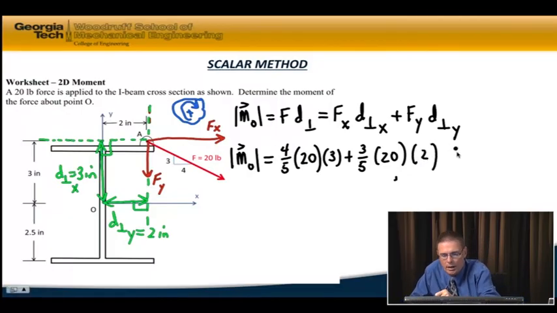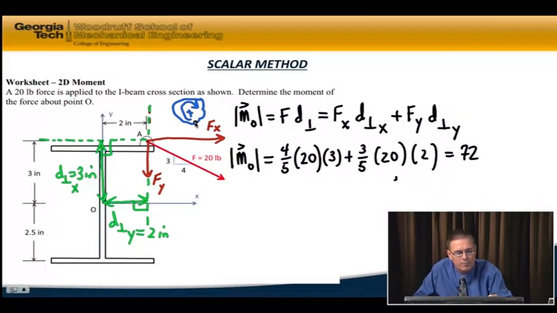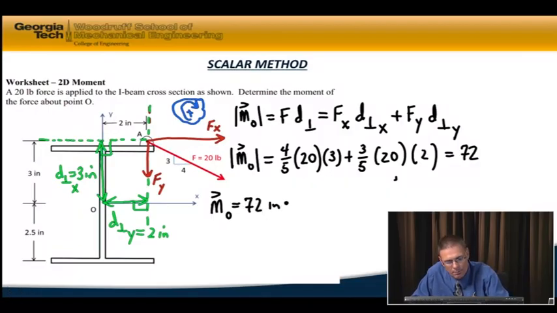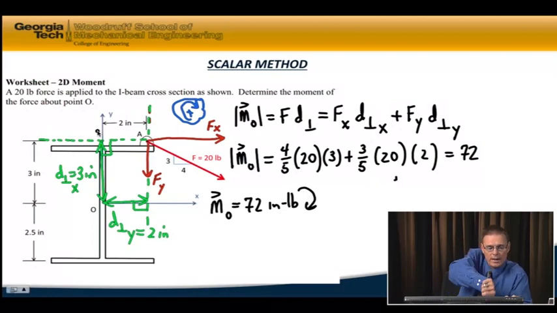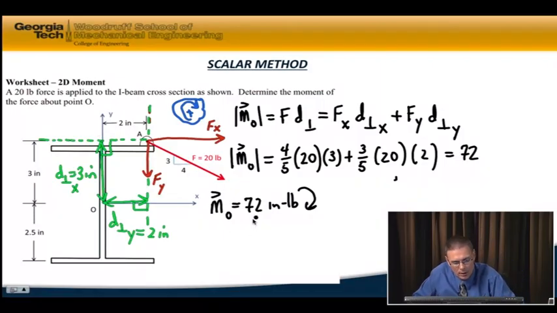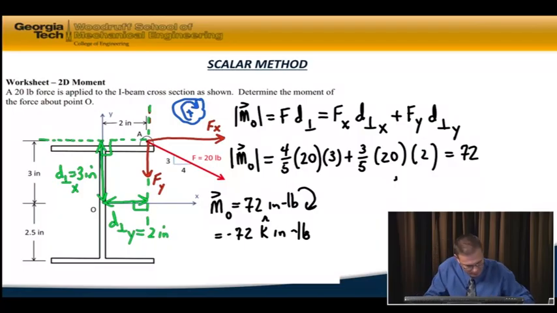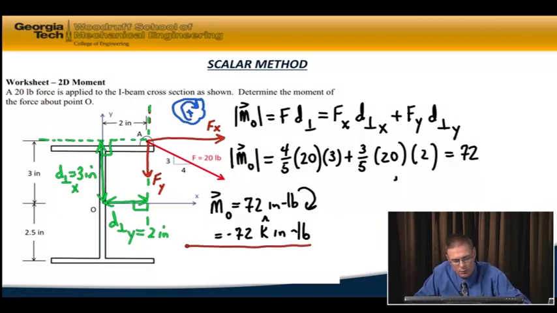And if I multiply those out, I get 72. Since it's positive, it means that the moment is going to be clockwise. So I have the moment about point O as a vector is going to be 72. Units are inch pounds, and the direction is clockwise. I can also put that in vector form. Here's my x-axis, here's my y-axis. If I go clockwise, by the right-hand rule, that's into the board, so that's the negative k direction, so that's equal to minus 72k inch pounds. And so that's the exact same answer that we got using the vector method.